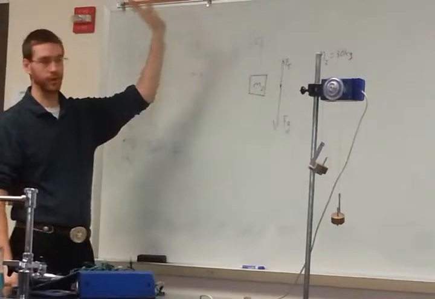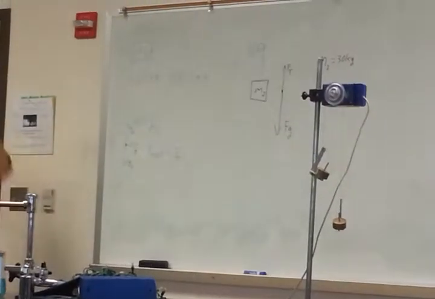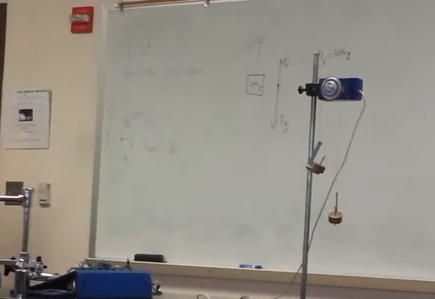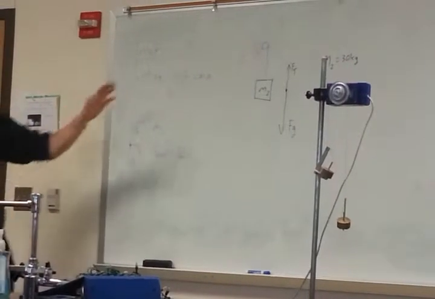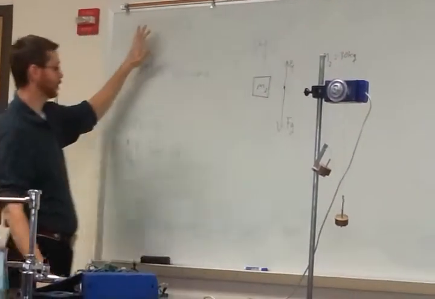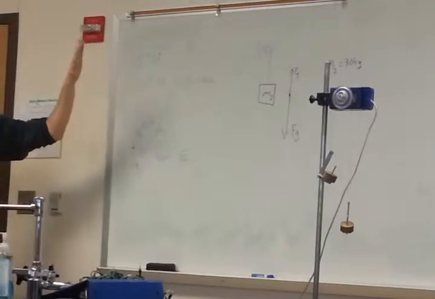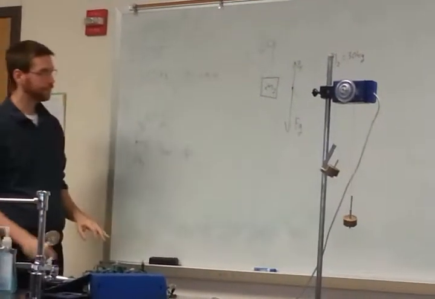All right, assuming that this pulley is pretty light, which our pulley there is. So the force of tension in this part of the rope has to be equal to the force of tension in this part of the rope. Does that make sense? Okay.